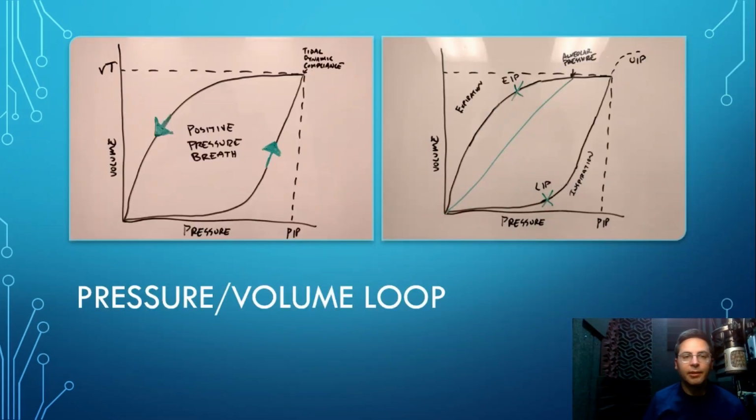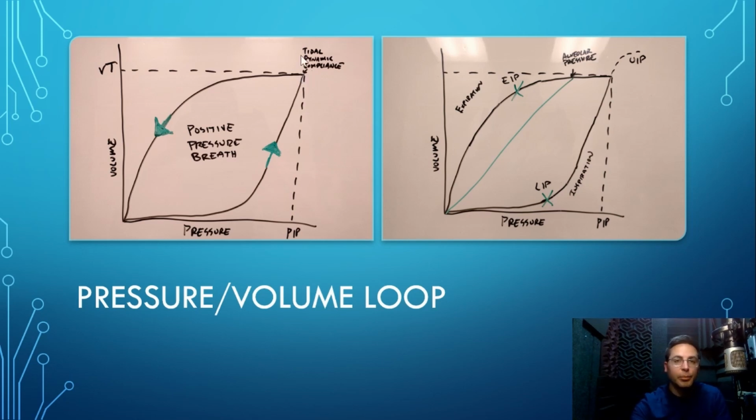All right, taking a look now at our pressure volume loop. I've got a couple of different representations to show different components of the breath cycle, and this is assuming a positive pressure breath. Over time, we see a gradual increase in pressure, and then at a certain point, that relationship between rise in pressure and rise in volume becomes linear up until this point right here.